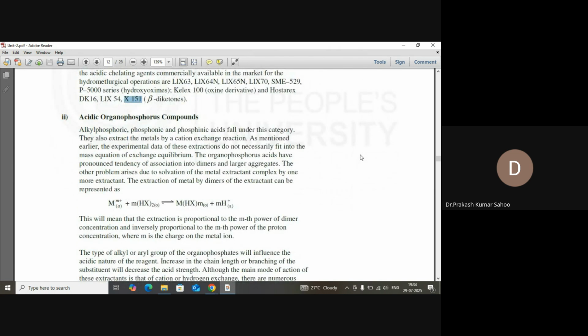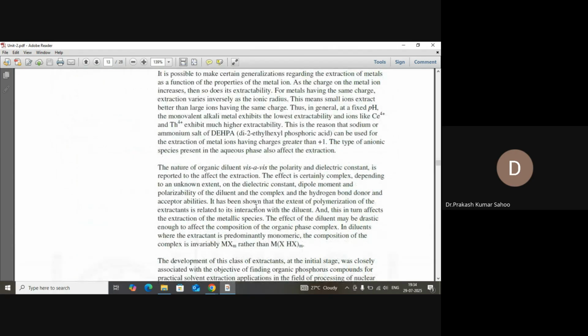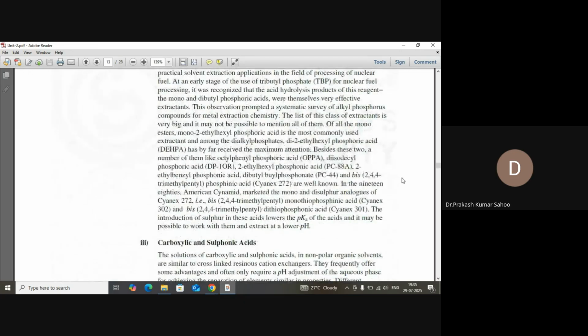So in acidic organophosphorus compounds, the same reaction is carried out, but here the organophosphorus is used. That is the DEHPA, di-2-ethyl hexyl phosphoric acid. So this is used to form the complex with cerium or thorium, and accordingly it can be extracted.